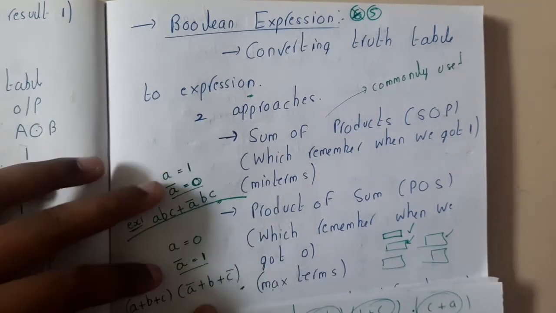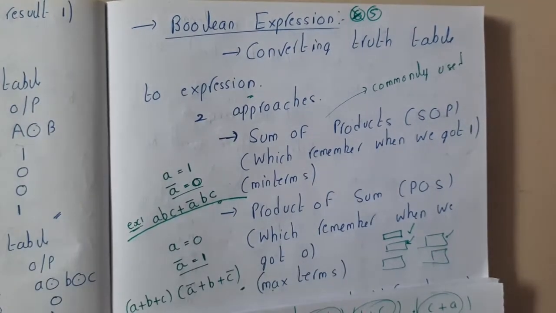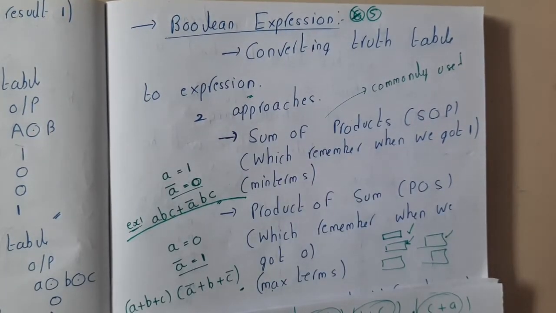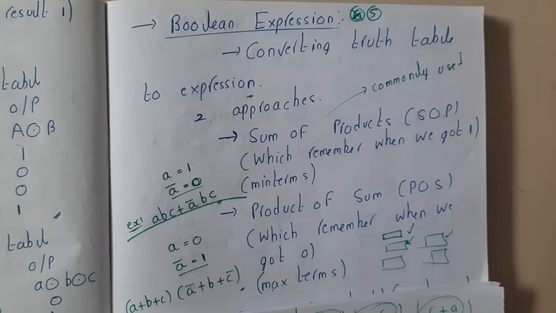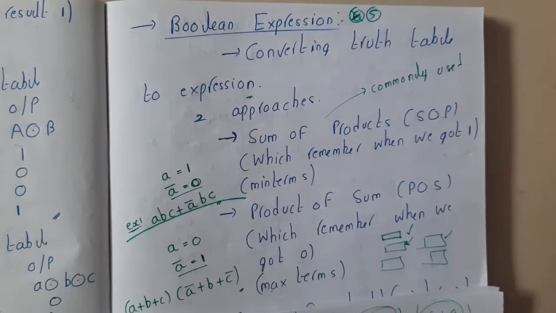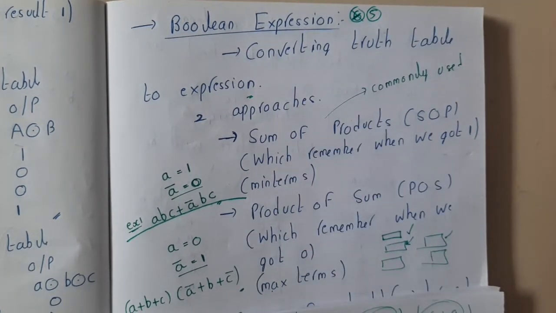So if you observe, it is the complement of them. Why? Why exactly is it the complement? We'll be discussing them in detail, guys. I'll be giving you a solid reason, so don't worry. So this is called a min term. This is called a max term. You got the basic understanding, right?